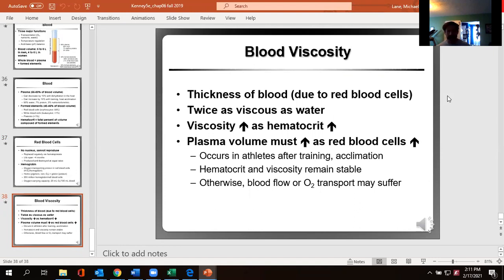And so this can occur due to training, because it turns out we're going to be building more red blood cells because we're naturally producing more erythropoietin from all of the stress of what we're doing. And or if we're living at altitude and we're having to deal with all of those pressures, we also need to make sure we're increasing our plasma volume along with it, the fluid side. Otherwise, if our blood becomes too viscous, it's more resistant to movement. It's harder for our body to pump it.